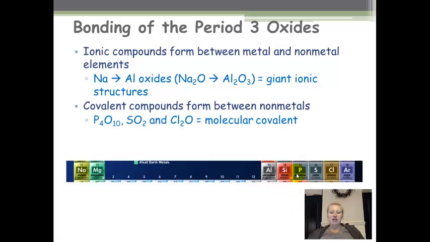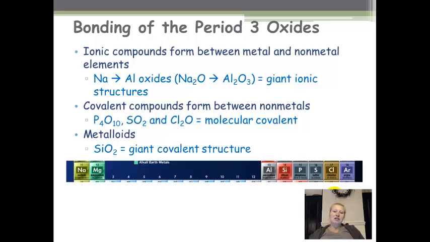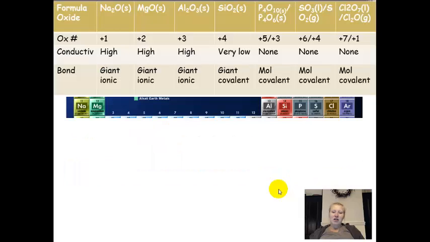So phosphorus and sulfur and chlorine all form molecular covalent oxides. In the metalloids, silicon dioxide is actually a giant covalent structure. So it has no edges. It just repeats after itself over and over. Silicon, oxygen, silicon, oxygen. So it's similar to ionic in that it creates this huge lattice, but it's actually a covalent compound. So here we have it. We have sodium oxide all the way over to chlorine oxide. And here's a summary of the bonding. And remember, ionic compounds will conduct electricity and covalent compounds will not.